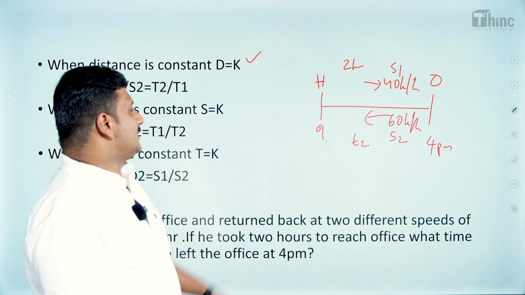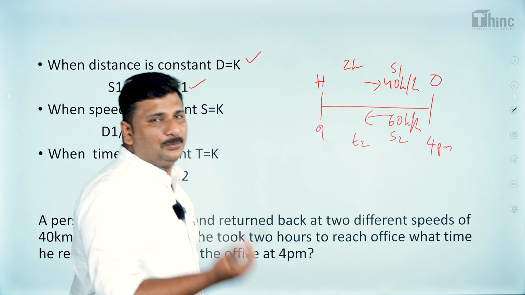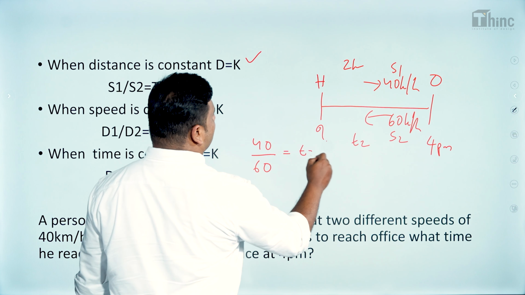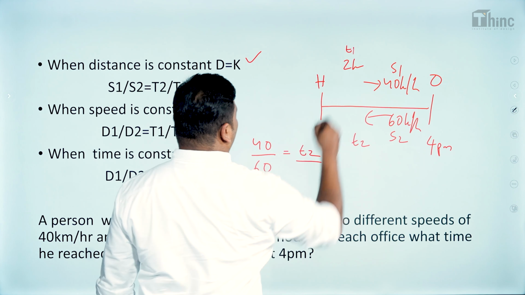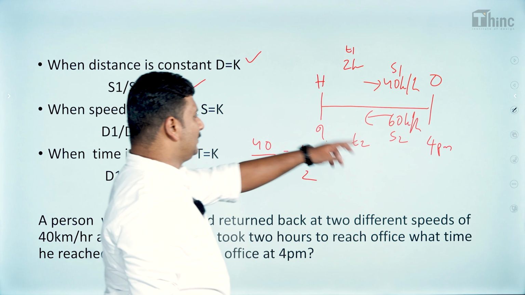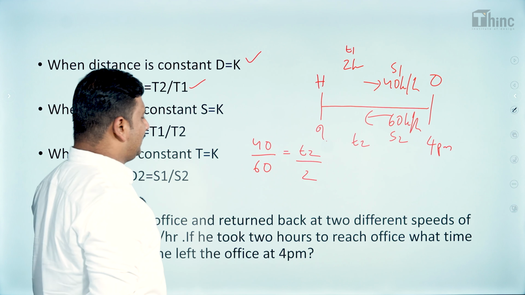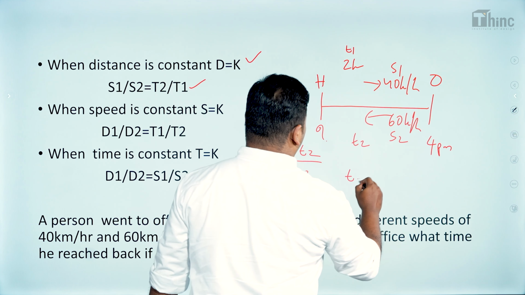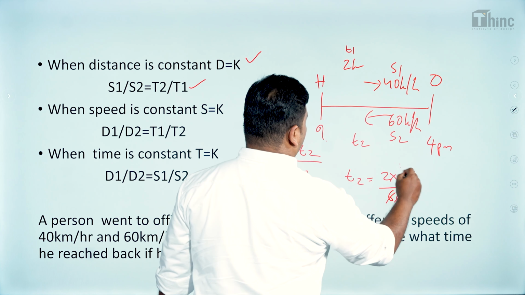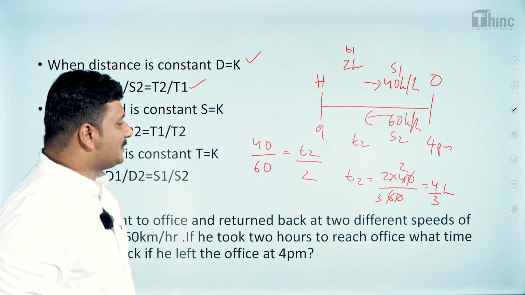We know that distance is constant. He is moving towards office, then he is returning back. So if distance is constant, s1 by s2 equals t2 by t1. So what is s1 by s2? It is 40 by 60 and that is equal to t2 by t1. What is t1? It is 2. We know s1, we know s2, we know t1. We need to find the time which he takes to return back. So t2 is what we need to find out. Now you can cross multiply. So what will you get? t2 equals 2 into 40 by 60. Now we can cancel this off. So what will we get? 4 by 3 hours. So 4 by 3 hours means how many minutes?